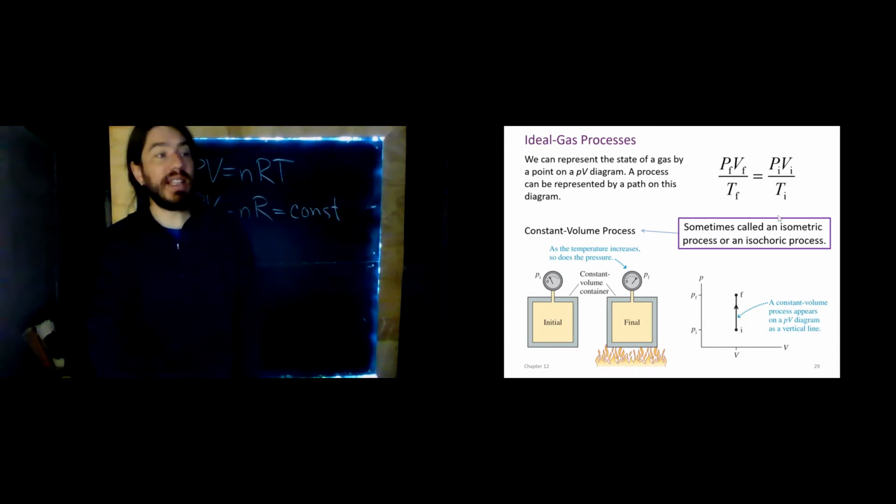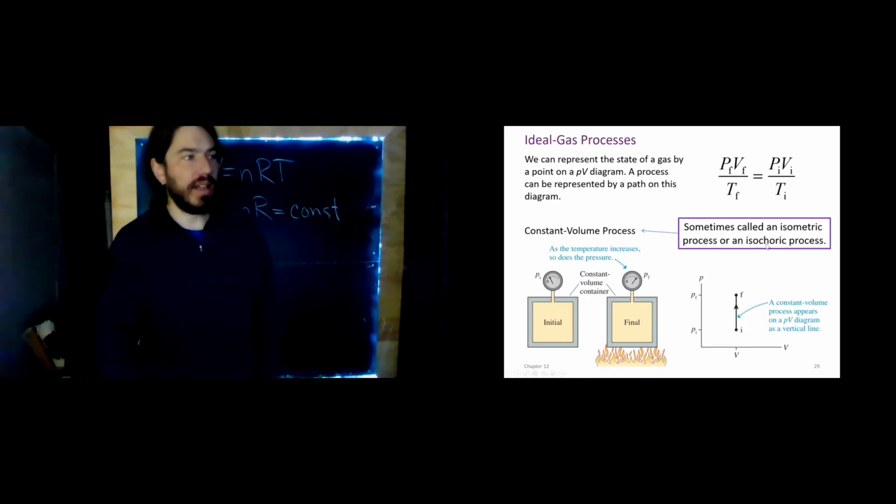For example, in this case, we have a constant volume process. So my V final is equal to my V initial, and they would cancel, and I'd be left with P final over T final equals P initial over T initial. This constant volume process has a special name. It is called an isometric or an isochoric process. Two different ways of describing a constant volume process.